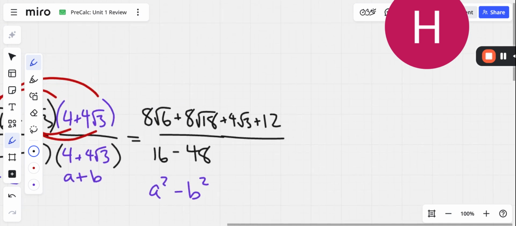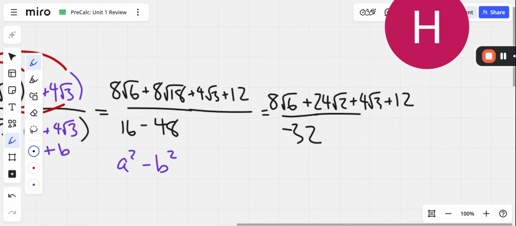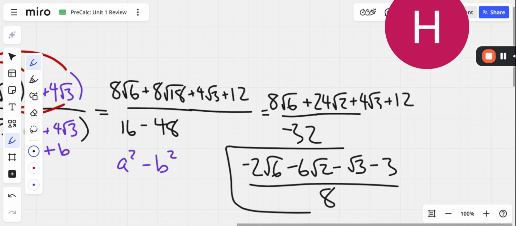So if we simplify all this a little bit, we can divide a 4 out of everything, and we can also change the square root of 18 to 3 root 2. So this is 24 root 2, 4 root 3, 12. So the final step is to just take out some common factor. I guess I'll divide a negative 4 from the top and bottom, and then this will be negative 2 rad 6 minus 6 rad 2 minus root 3 minus 3 all over 8. And that is the simplified form.